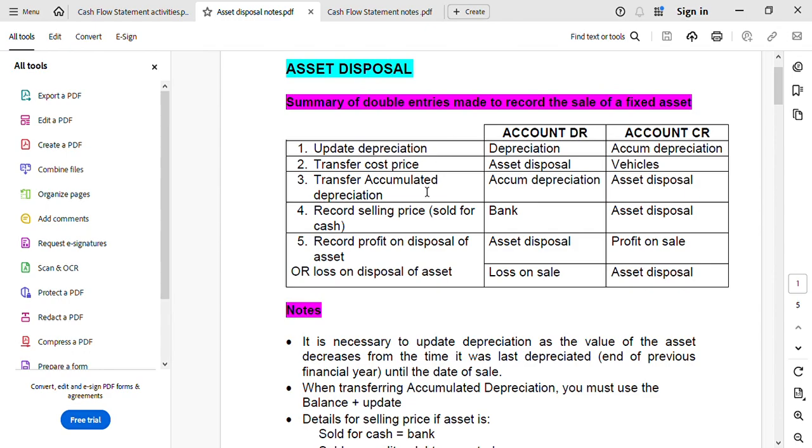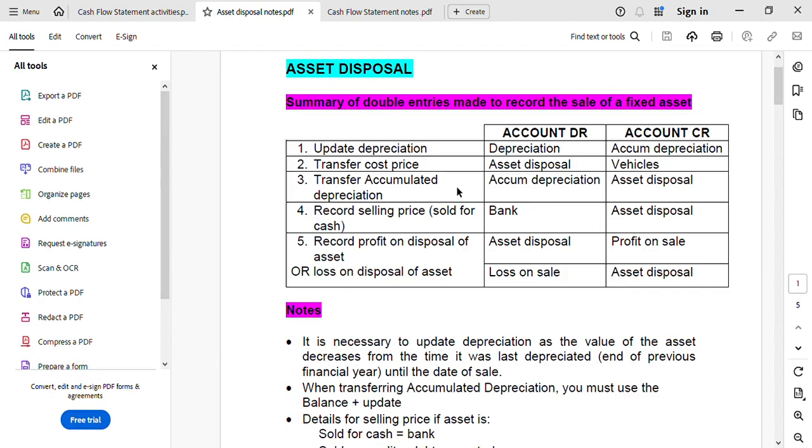The next thing you need to do is remove the asset from the books, so you transfer the cost price. To decrease an asset, for example vehicles, you need to credit it. Now asset disposal is a double entry for the rest of these transactions. The next thing you need to do is transfer the accumulated depreciation, because that accumulated depreciation belongs to the asset that is leaving the business.